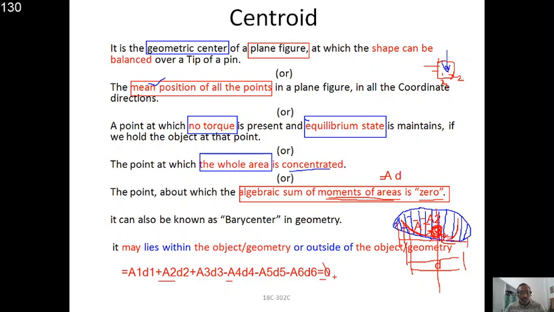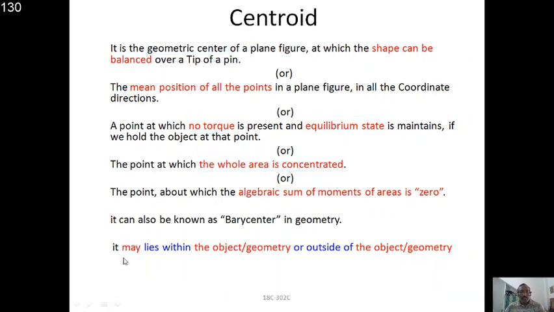So that point is known as the centroid. That point where the total moment of areas becomes 0 is known as the centroid. It can also be known as the barycenter in geometry, and in astronomy we also see this, for example, the figure of the planets in the study session.